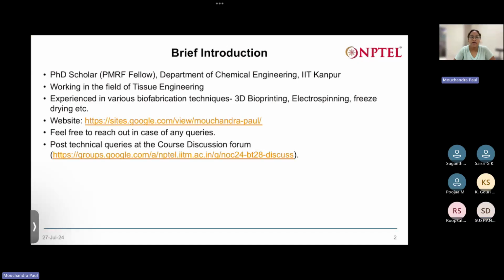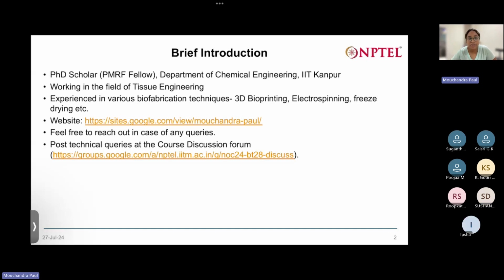Let me start with myself. I am a PhD scholar in the Department of Chemical Engineering, IIT Kanpur, and I am working in the field of tissue engineering for my thesis. I work mostly with polymers, and I have gained experience using different biofabrication techniques where polymer is the raw material, like 3D bioprinting, electrospinning, freeze drying. These are the techniques that we use to process polymers to get a desired shape onto which we can seed cells and ultimately use it for tissue engineering applications.